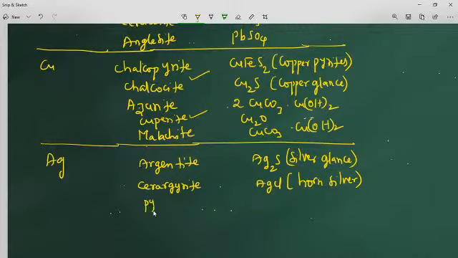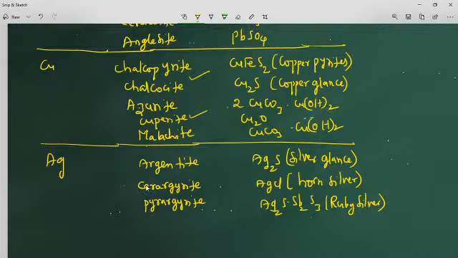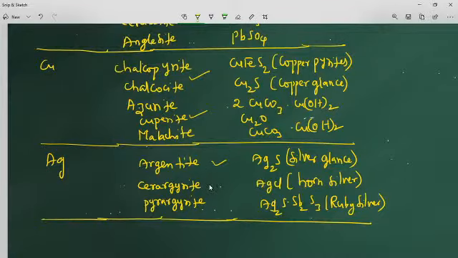Pyrargyrite is another one. That is silver sulfide, Ag2S, and antimony sulfide, Sb2S3 mixture, also called ruby silver. Two names are there for this. These are the important ores of silver. Among these, we will select AgCl and Ag2S for our metallurgical operations frequently.